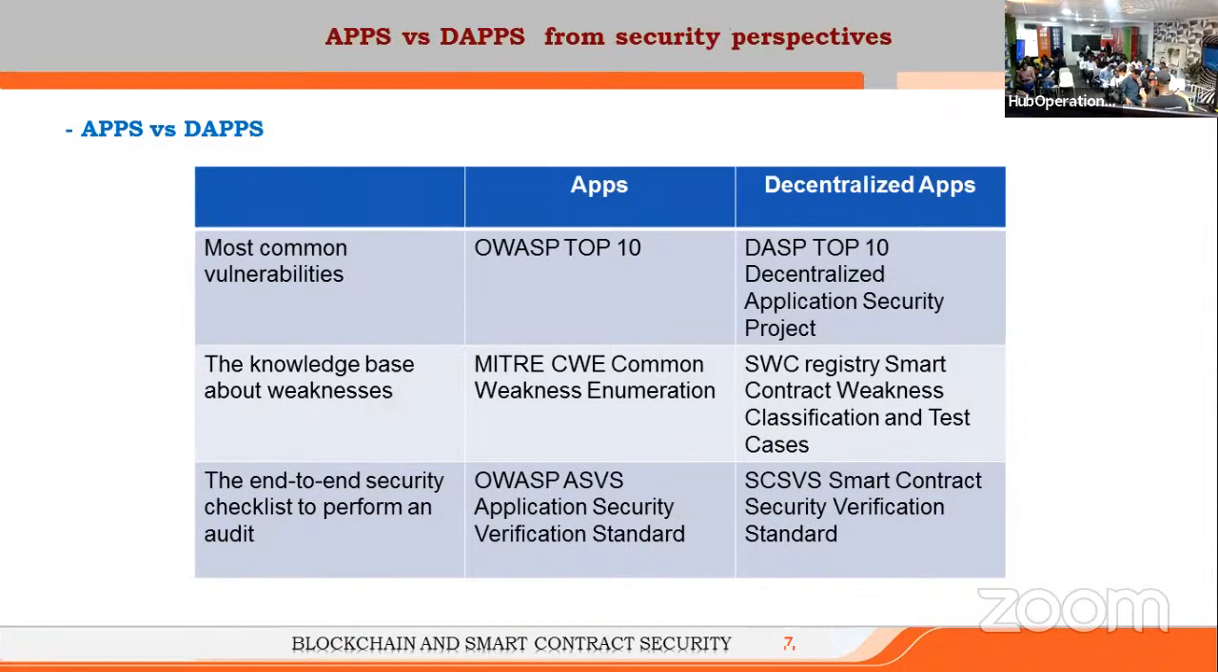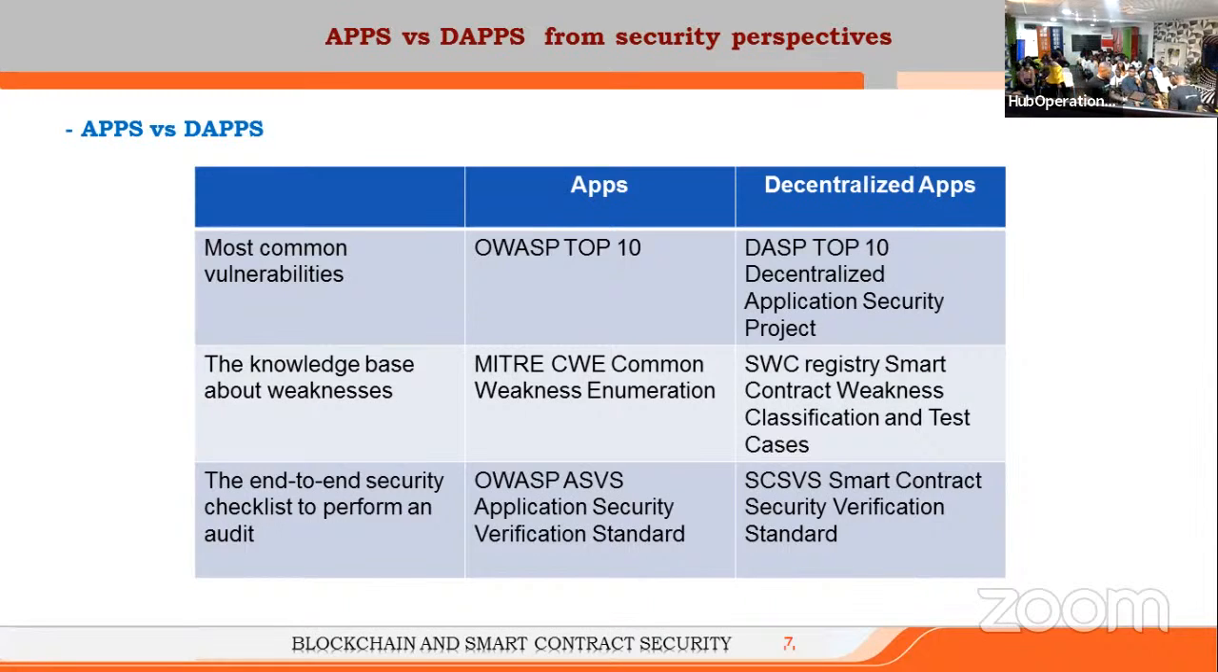Smart contracts and the traditional web application. For example, in web applications, we have the most common vulnerabilities like OWASP, Open Web Application Security Project, such as SQL injection, remote code execution, and all these critical vulnerabilities. We have the same analogy in decentralized applications, called DApps, or the Decentralized Application Security Project Top 10. We have a few vulnerabilities, one of them is the reentrancy attack. I will tell you about a few critical vulnerabilities in a smart contract.